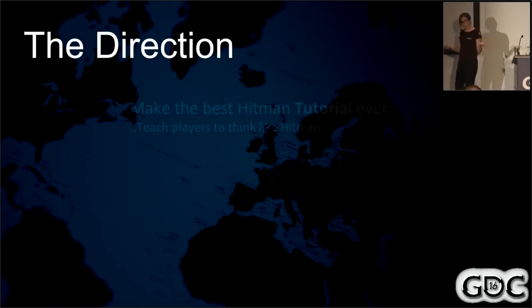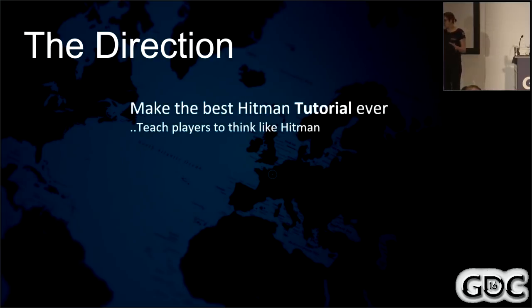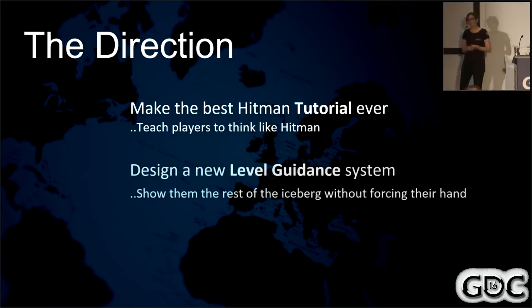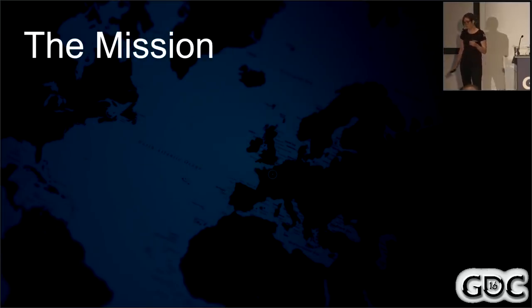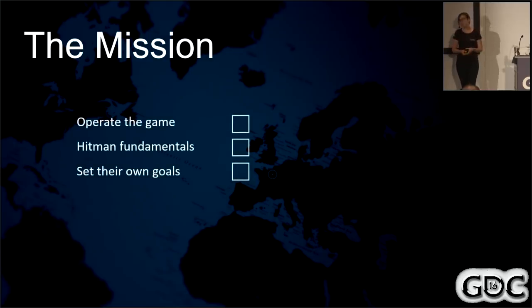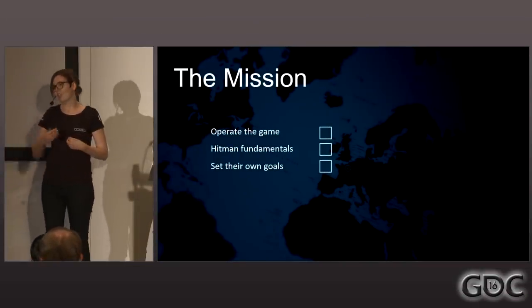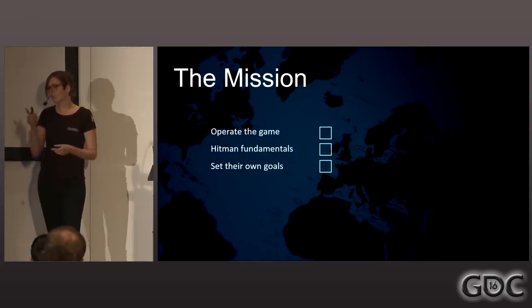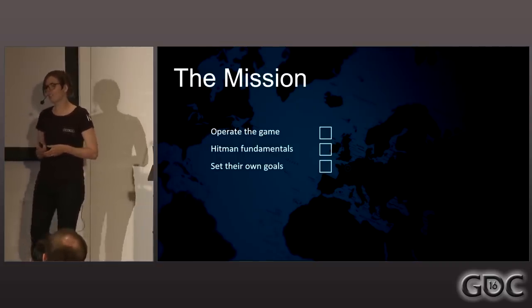So the direction became: make the best Hitman tutorial ever and teach the players to think like Hitman. And also design a level guidance system that would help them find the rest of the iceberg. But it was very important for us that we wouldn't shove it down their throat. We didn't want to force their hand. So this became the mission. Wanted to teach them how to operate the game, wanted to teach them the Hitman fundamentals of the game, and we wanted for them to be able to set their own goals. Because for us, that really felt like what it meant to think like a Hitman: to find those possibilities, those weak points, and think, hey, I'm going to use that later.